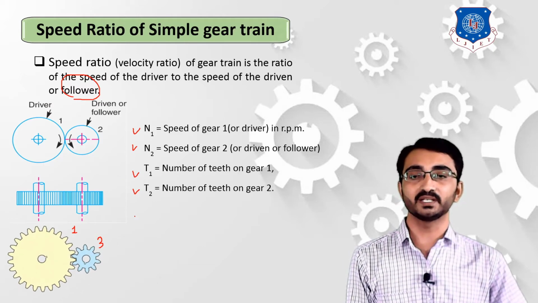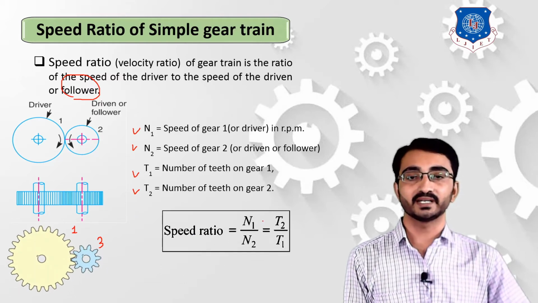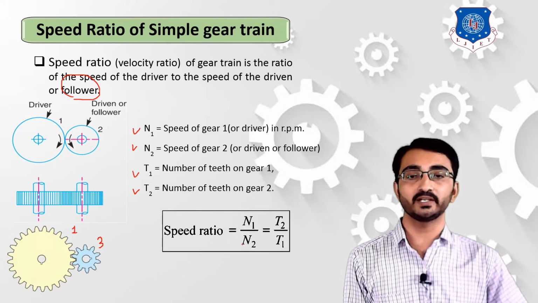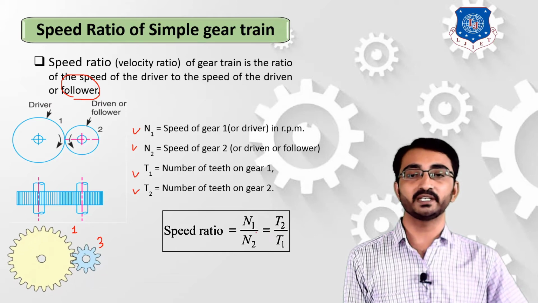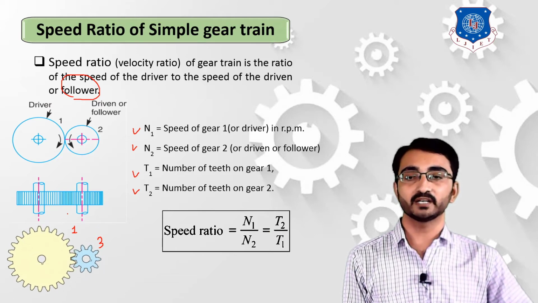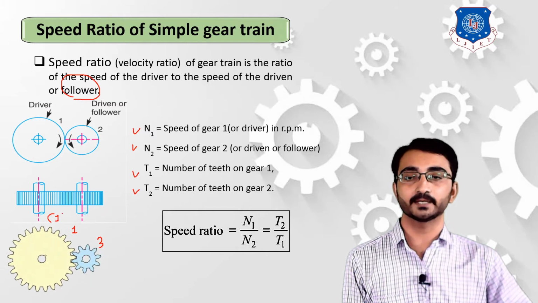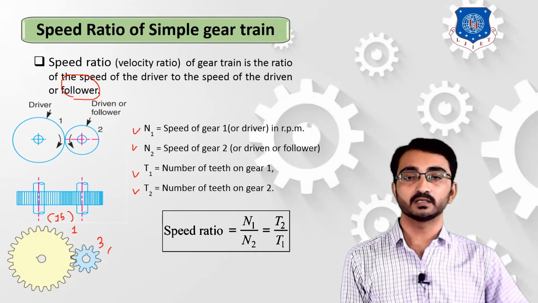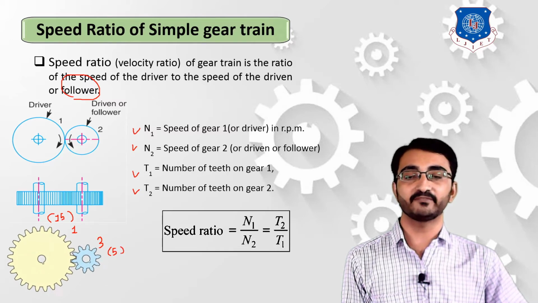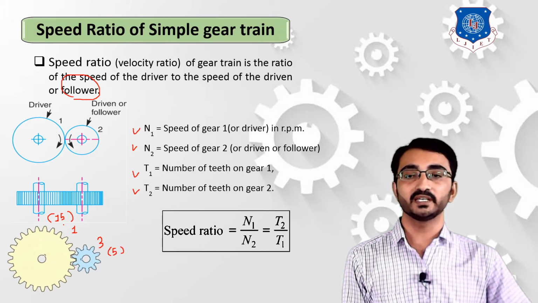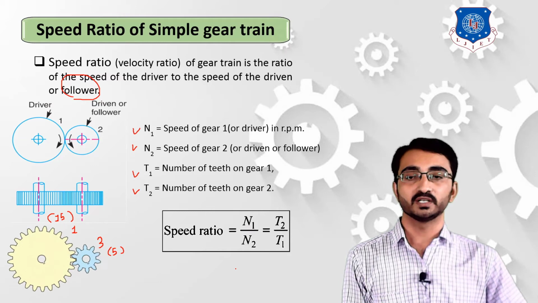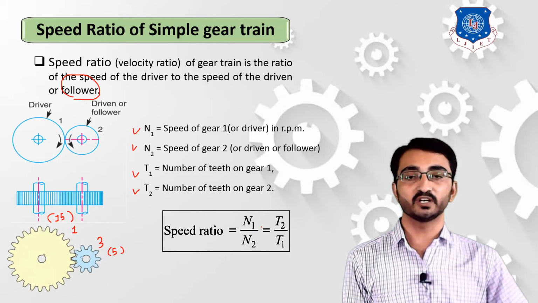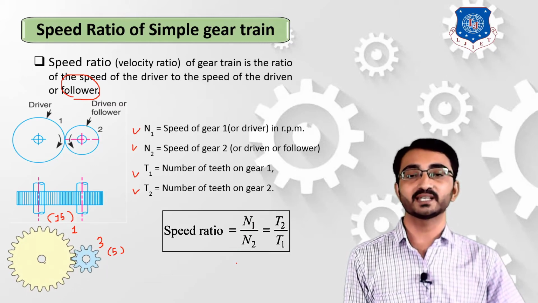For this assembly we can say that the speed ratio, driver to driven, that is N1 to N2, is equal to T2 by T1. Here we can simply identify that it is in inverse proportion. For example, gear 1 has 15 teeth while gear 2 has 5 teeth on the periphery. So it is simply inversely proportional. If you want to find N1 by N2, the speed of 1 with respect to the speed of 2, it is simply the ratio T2 by T1, which gives the speed ratio.